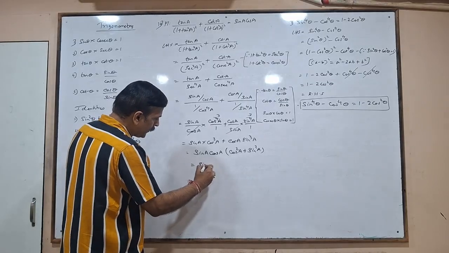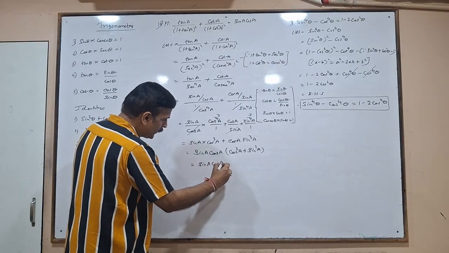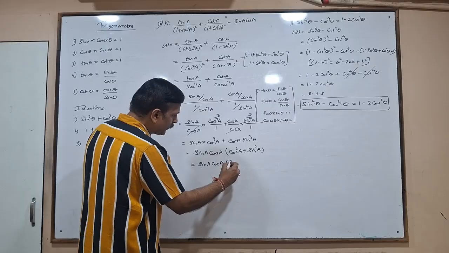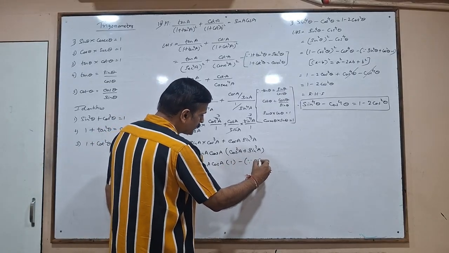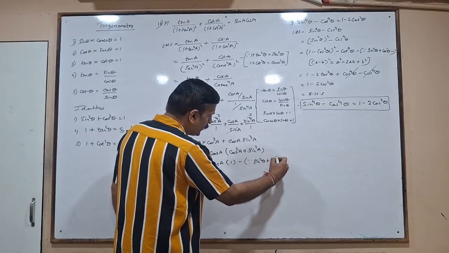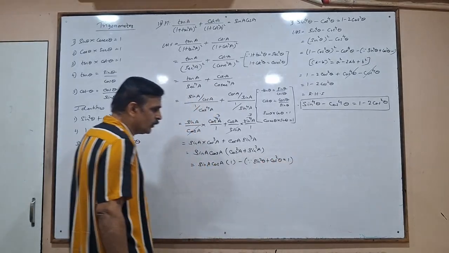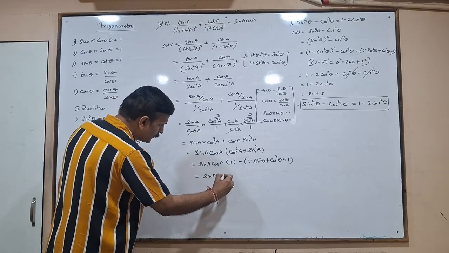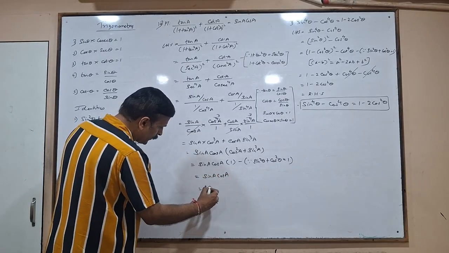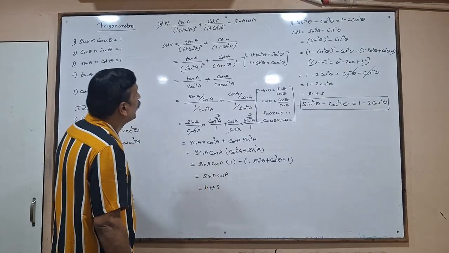So sin A into cos A. And what is cos square A plus sin square A? 1. It is an identity since sin square theta plus cos square theta is equal to 1. So the final result is sin A into cos A, which is RHS.